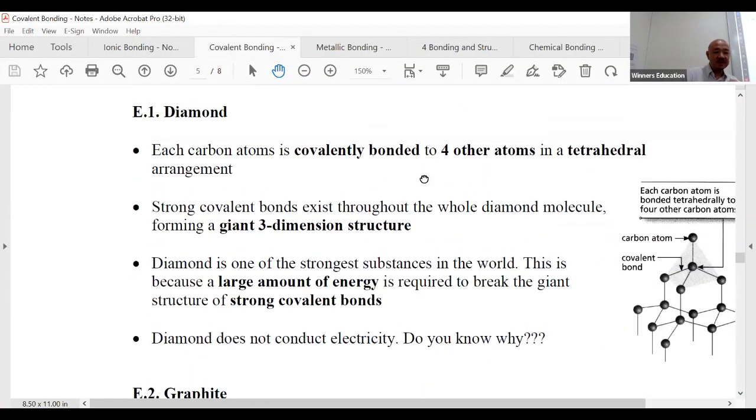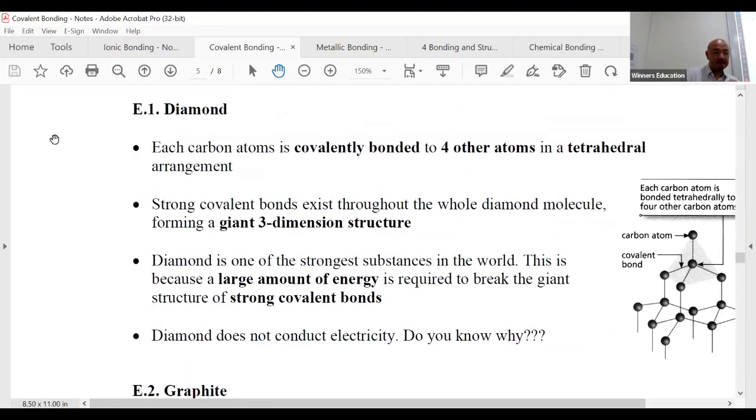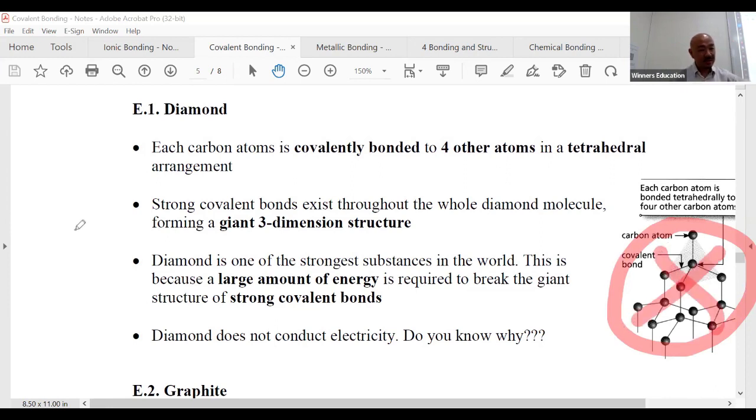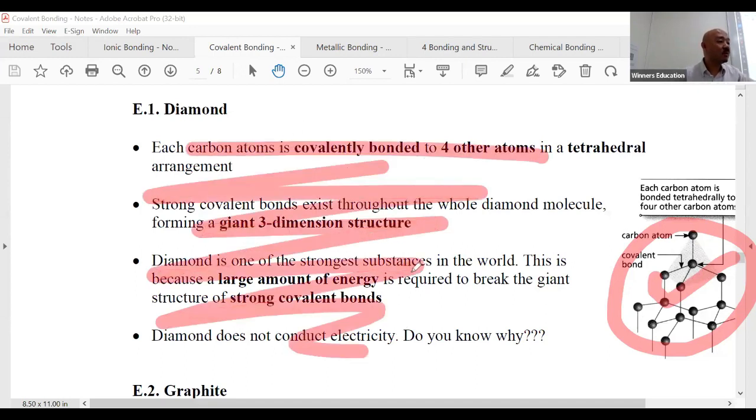Those who have learned this already: bonding, diamond and graphite. Especially my Sec 4. Do we need to memorize the structure? Do we need to draw? Do we need to memorize this? No. Even IP program? No. But I want you to know how to draw, because you're supposed to write this all out. If you know how to draw it out, you sure can read it out.